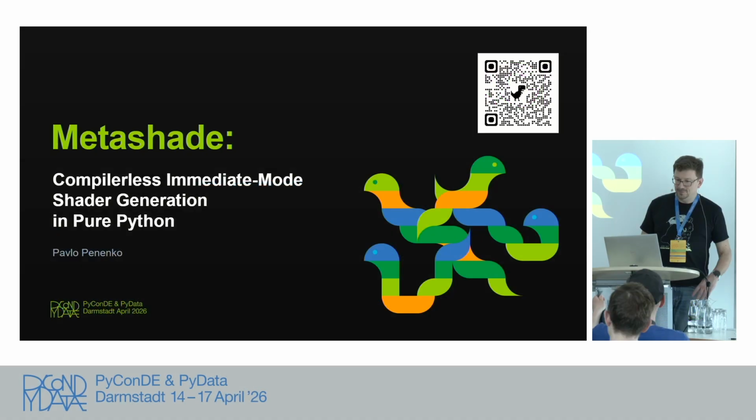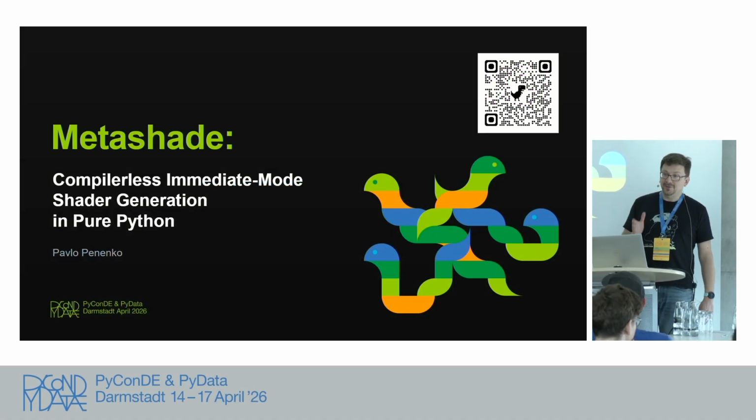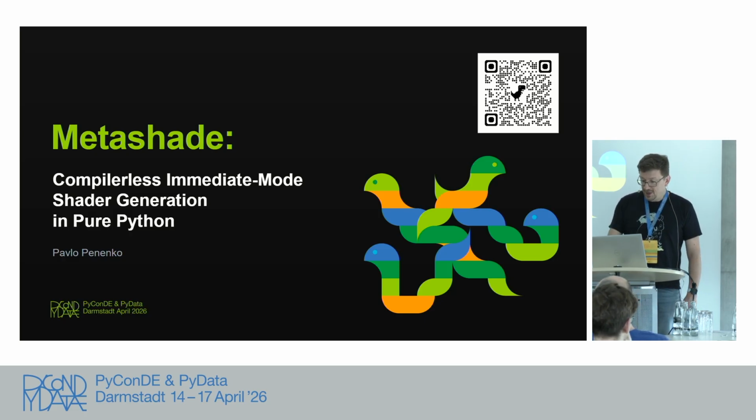Let me rephrase maybe the title a little bit. So I'm going to speak about Python hacks that make it possible to write a shader generator without writing a compiler. I'm going to use my open source project Metashade as an example of implementation.